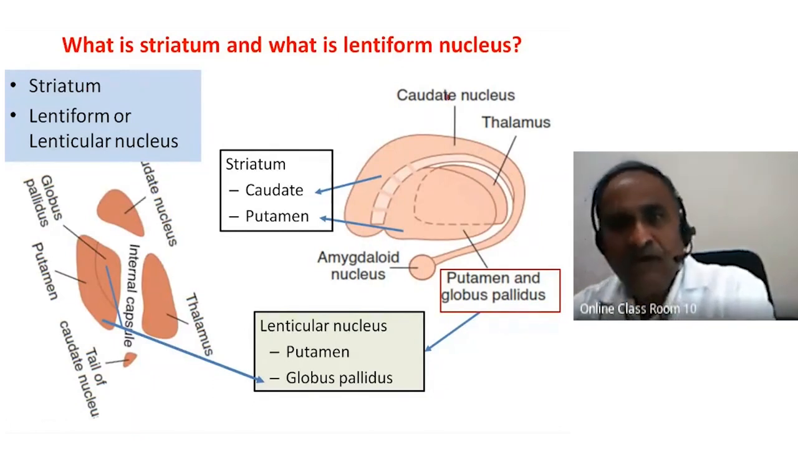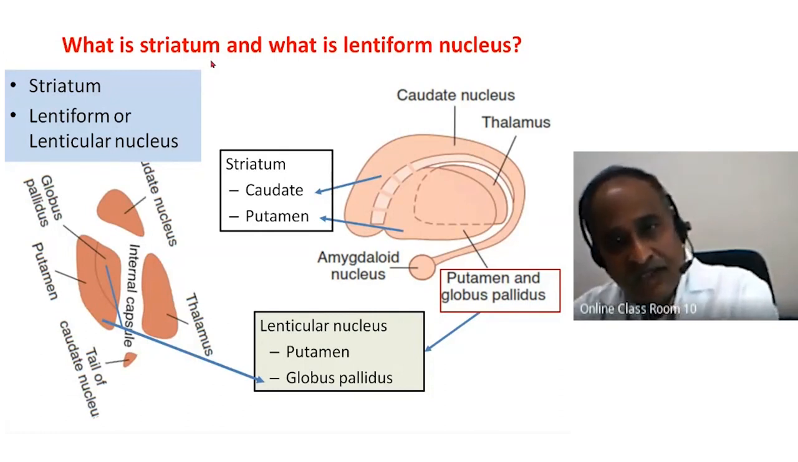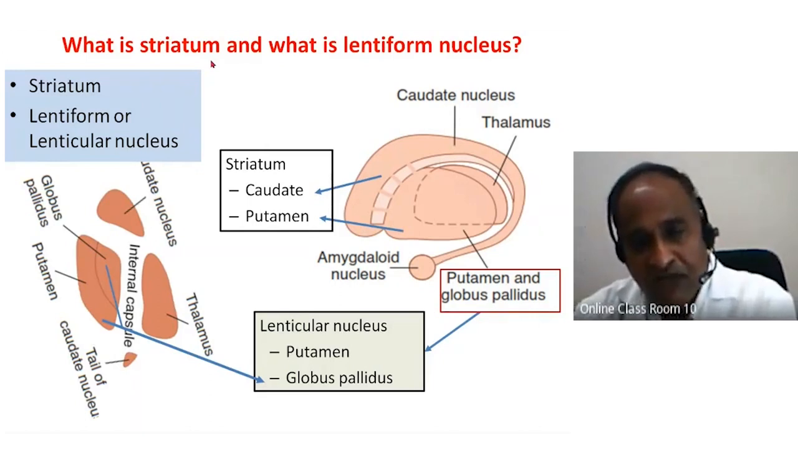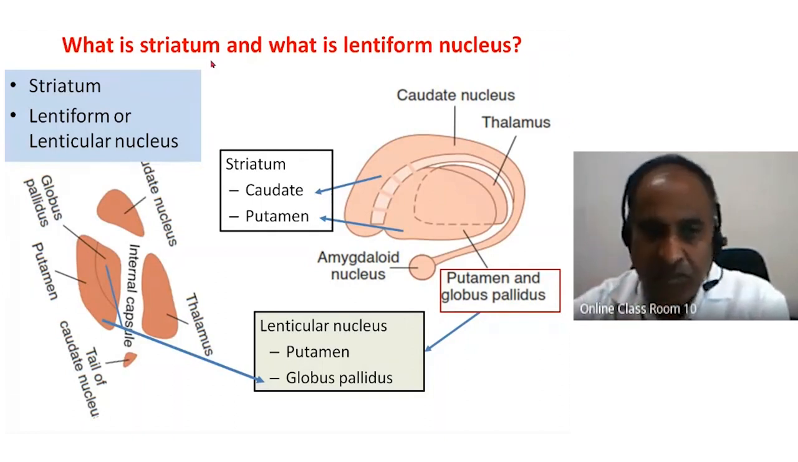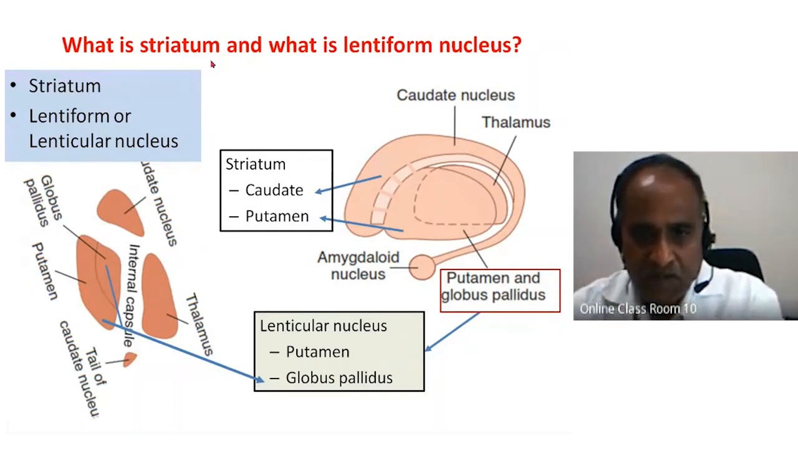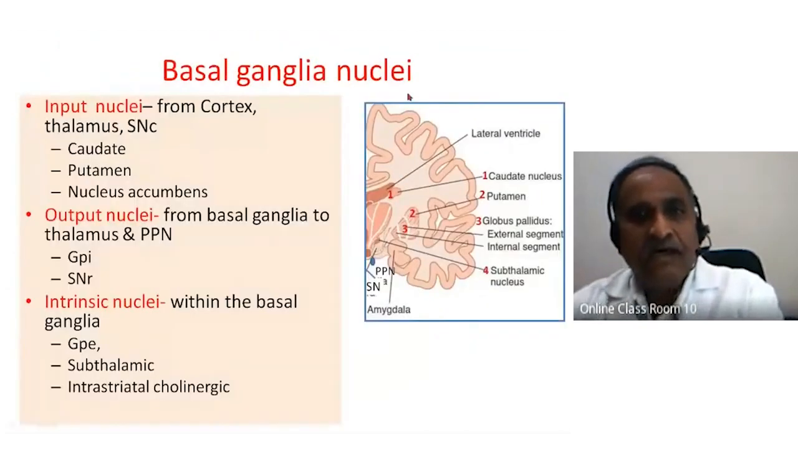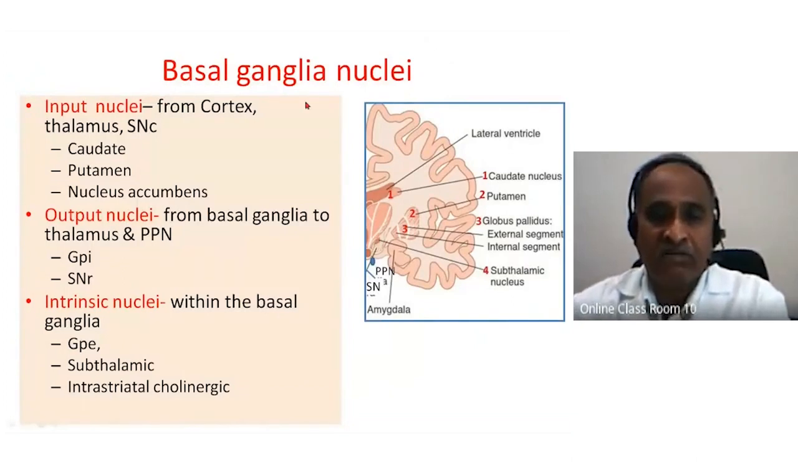Now, move on. These are the parts of the basal ganglia. I again repeat, the striatum, lentiform nucleus, we often use the terms as a striatum. That means that it may be putamen, it may be caudate. Okay, so now we move on to the various nuclei of the basal ganglia.